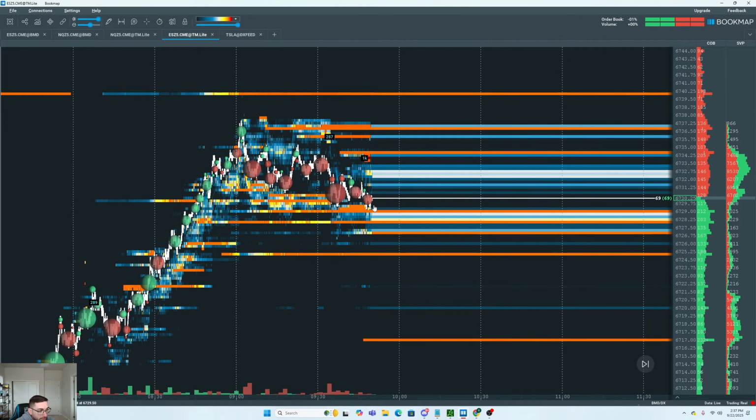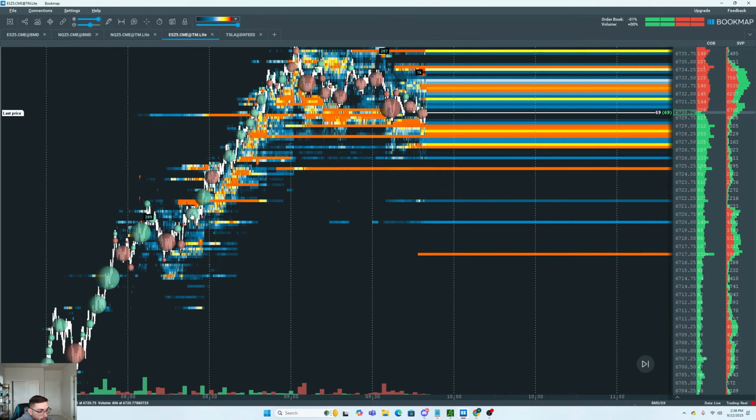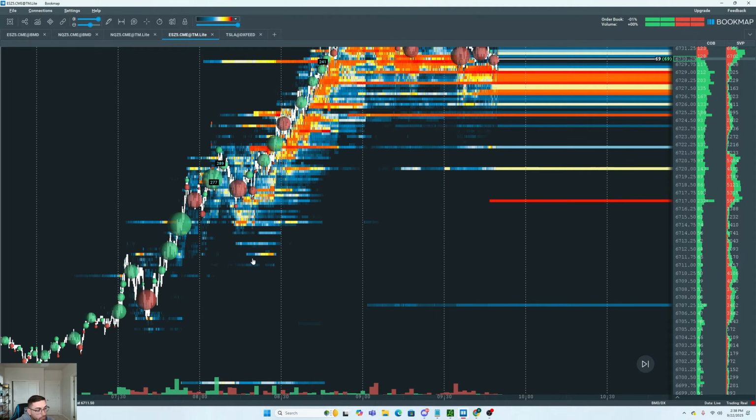If the shading is below the current last price, those are limit buy orders waiting to get filled. If the shading is above the last current price, those are limit sell orders. So again, if the shading's above, it's sell orders. If the shading is below, it's buy orders. So that's a very easy way to tell, are there buyers or sellers at the level?